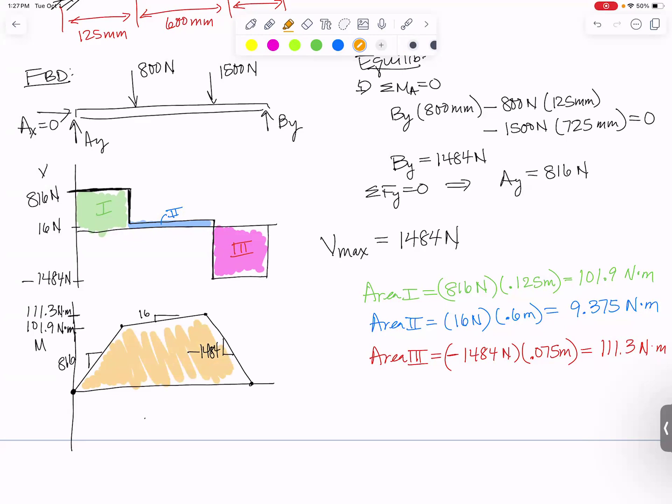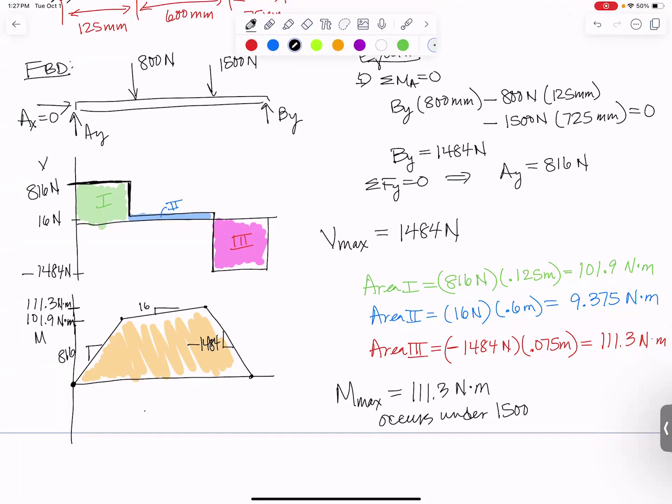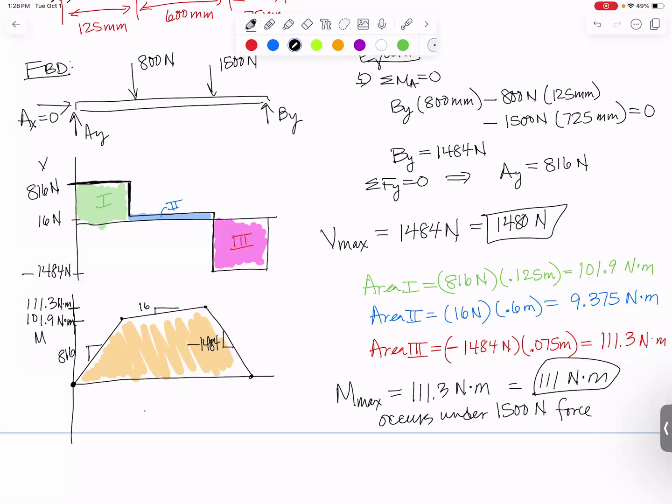And if anybody asks, where is the maximum moment, M max? Well, the value of it is that 111.3 Newton meters. And it occurs right under that 1500 Newton force. So if you were concerned about this beam breaking, that is where it would break. All right, and we solved this problem.